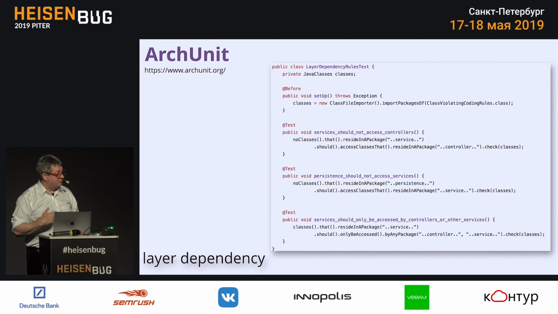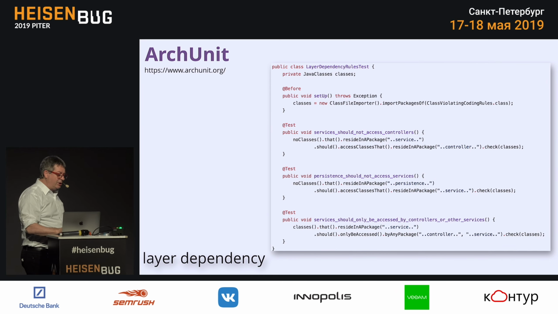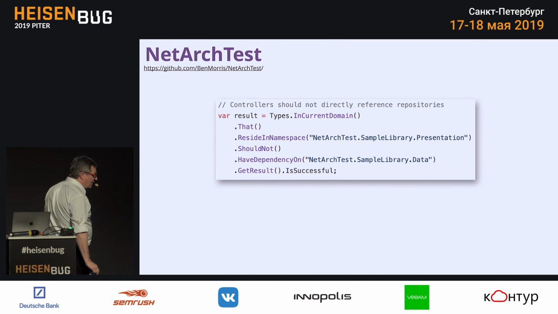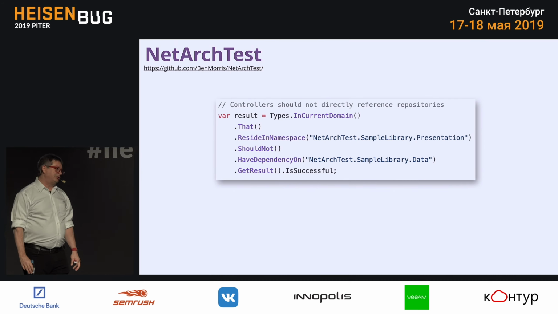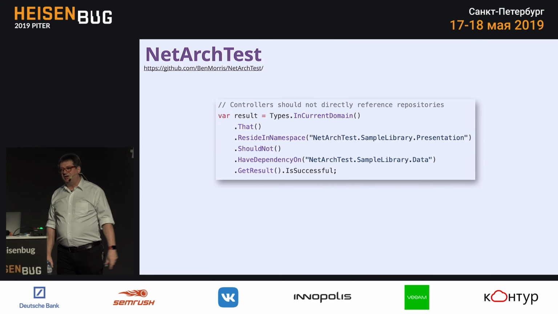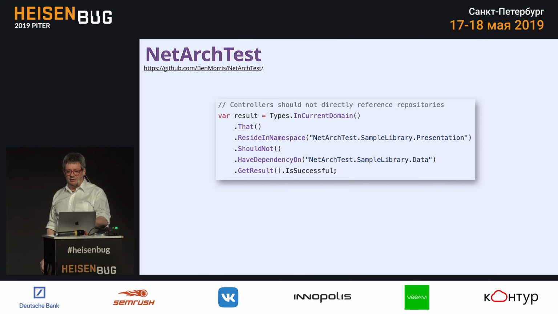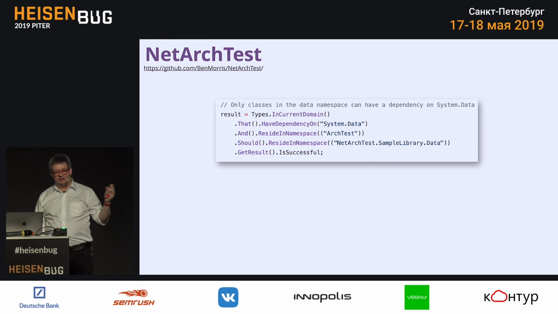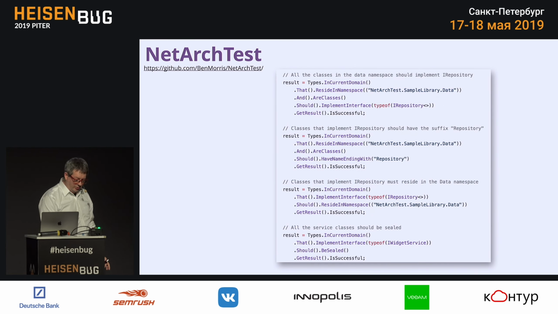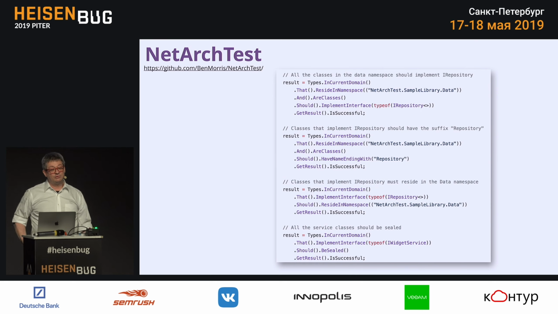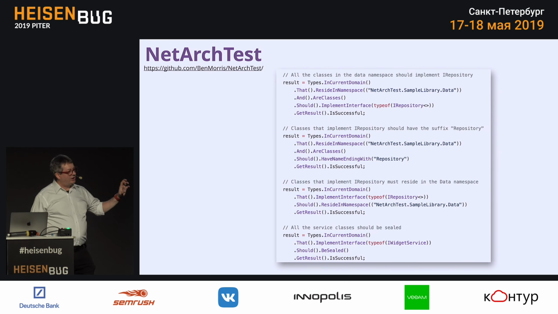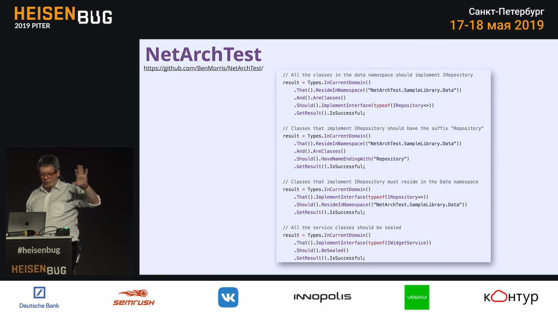Now, ArchUnit is written specifically in the Java world. In December of this last year, inspired by ArchUnit, Ben Morris released NetArchTest, which lets you write the same kind of tests in the .NET ecosystem using the same style of fluent matchers. So controllers should not directly reference repositories. Only classes in the data namespace should have a dependency on System.Data. Naming conventions and all those other sorts of things. So here's another set of tools that are well suited for writing these kinds of architectural quality assurance around architectural characteristics.